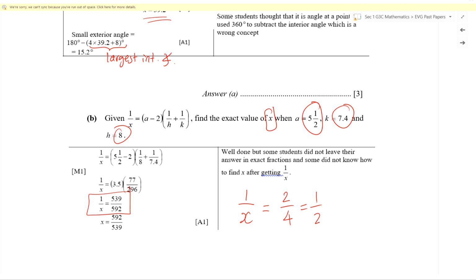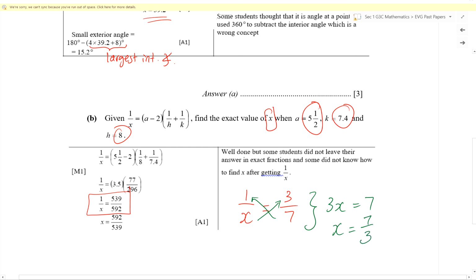Okay, what if it looks like this? 3 over 7. Then what is x equal to? One thing that we have learned is to be able to do this. Remember? Based on this, we have 3x equals 7. And then what is x? 7 over 3. So this is something that you can do.